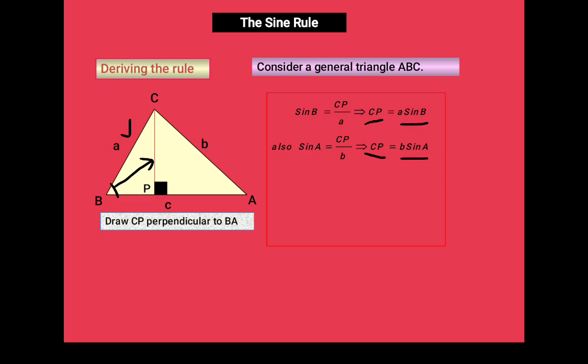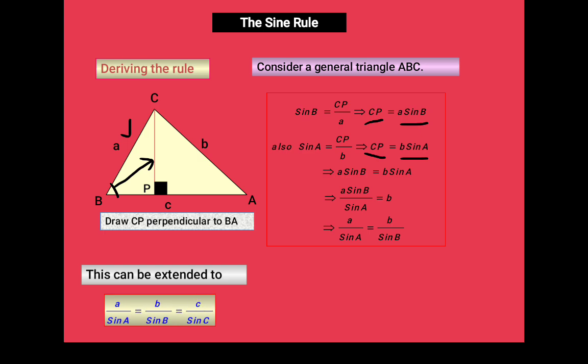we can equate the right-hand side of each equation. If we equate the right-hand side, then we have A sine B equals B sine A, such that dividing both sides by sine A shall give us B equals A sine B divided by sine A. And it follows that A over sine A is equal to B over sine B.